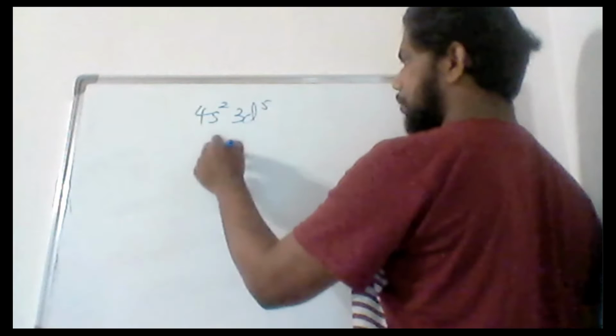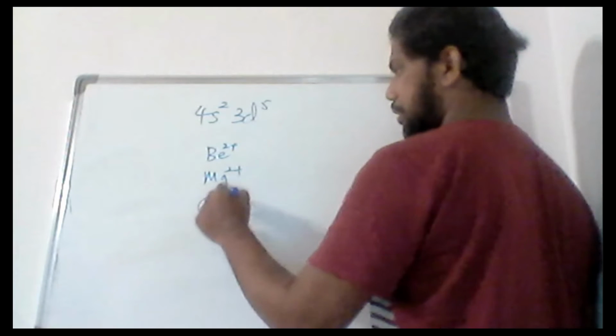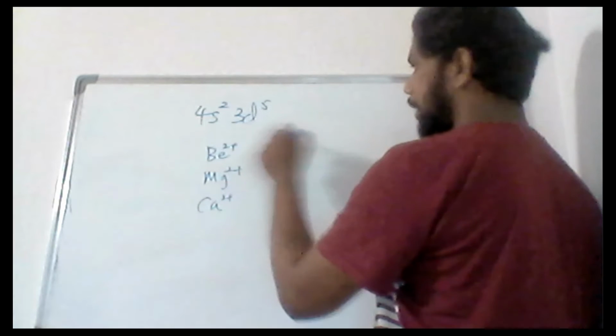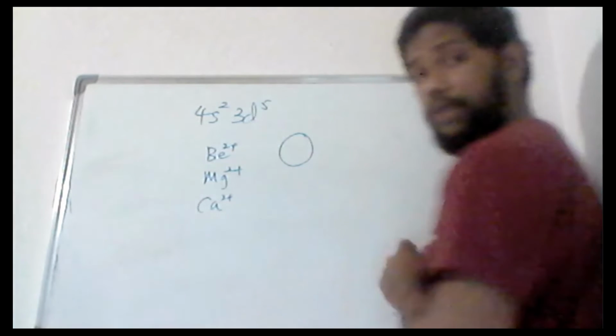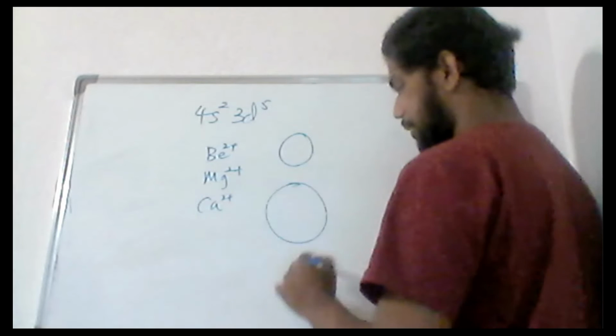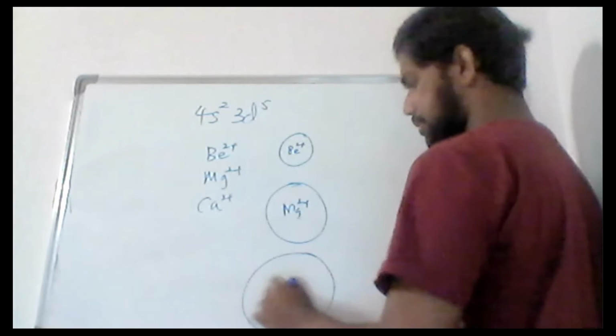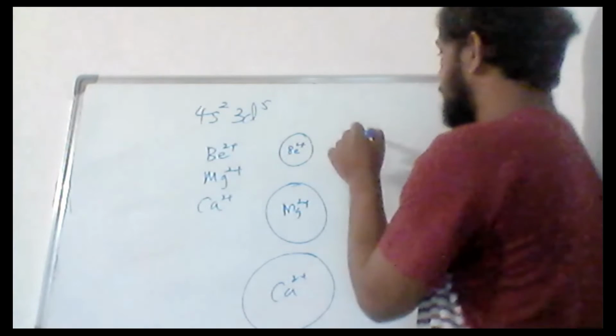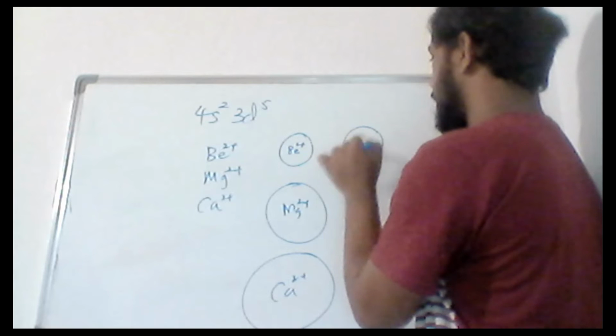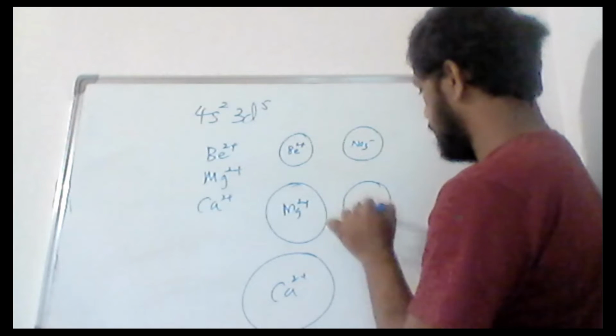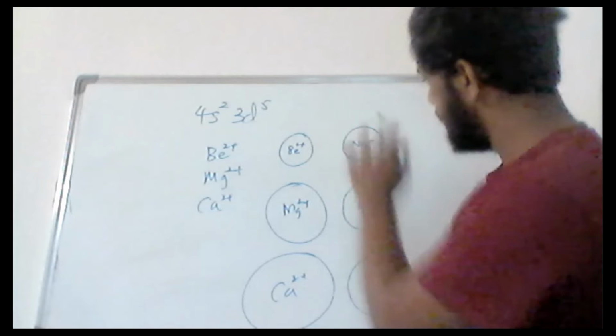Let's see if we have any questions. Okay, we have a question: why does polarization decrease down the group? The idea is like this. We have beryllium 2 plus, magnesium 2 plus, and calcium 2 plus, and when you look at the radius, it increases. And let's say this is our anion, NO3 minus, and its shape is the same.